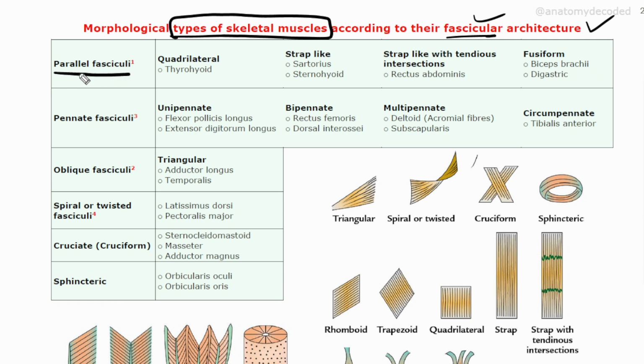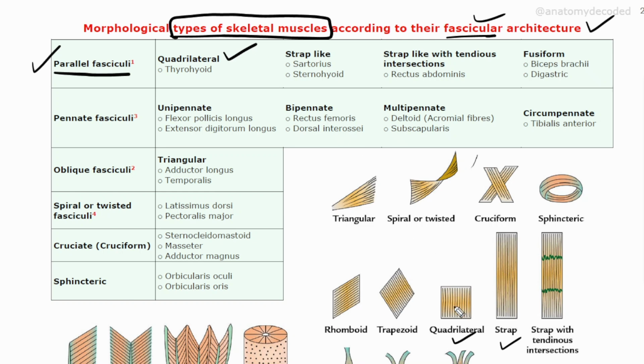There is one heading called parallel fasciculi. Parallel fasciculi means muscle fibers are running parallelly. As we can see here, the muscle fibers are parallel. If muscle fibers are parallel, it is included in parallel fasciculi. It has further subdivisions depending upon the shape.